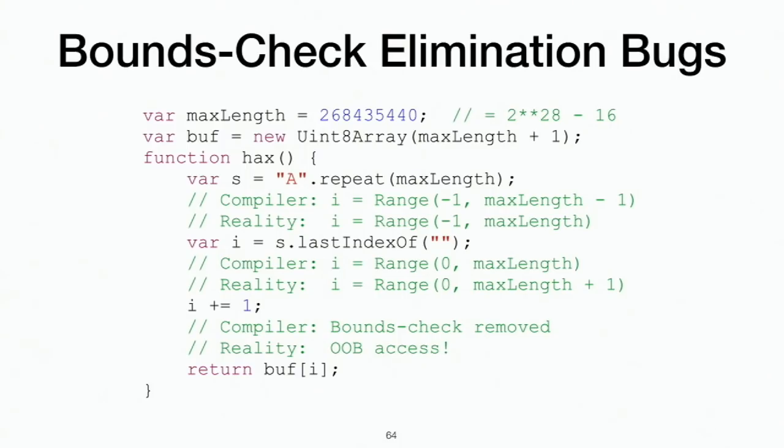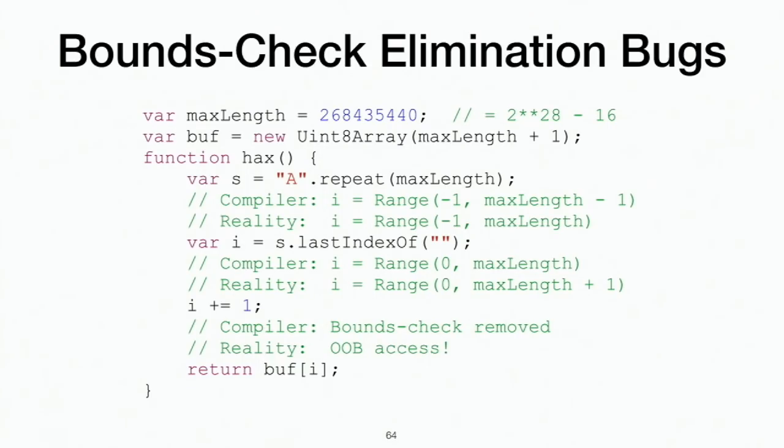So again, the compiler thinks it's between 0 and max length. It can actually be between 0 and max length plus 1. Then you use it as an index into an array of this max length plus 1 size. At that point, the compiler thinks, well, okay, the index is always in bounds, I can just eliminate the bounds check. Reality, we get out of bounds access. And if you play around with it, you can basically get arbitrary out of bounds access.